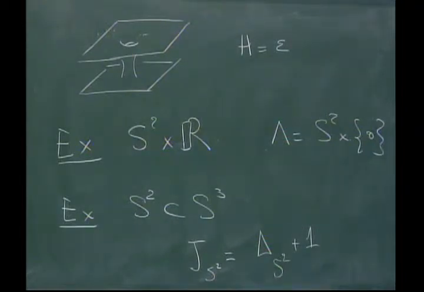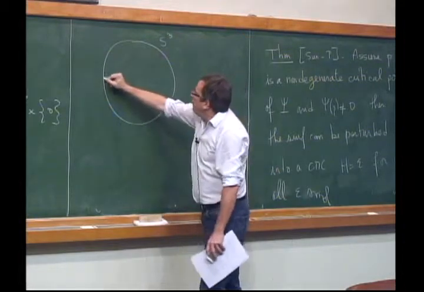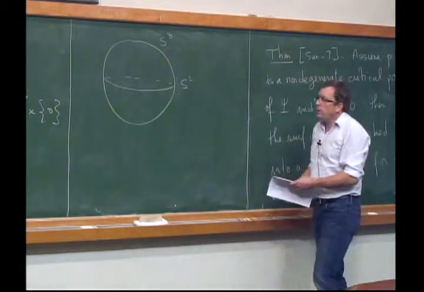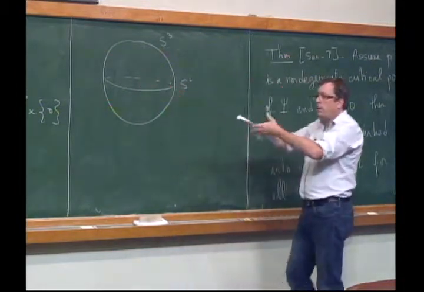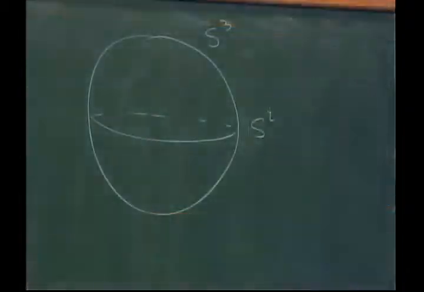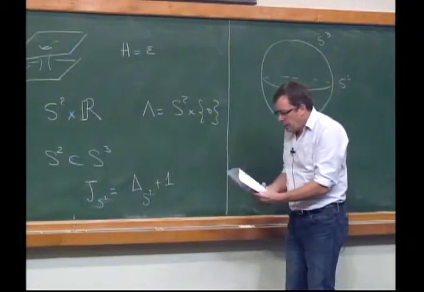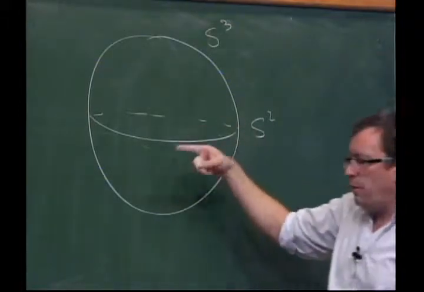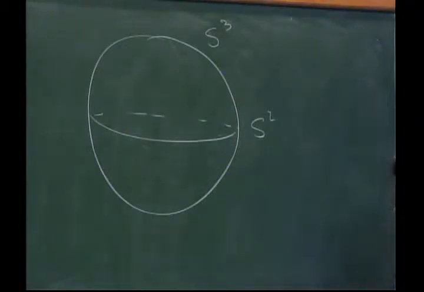The reason why it has a kernel is, if I picture S3 here, and if I picture S2 here, you can rotate the S2 and keep the mean curvature being 0. And so this produces Jacobi fields. And these Jacobi fields, in fact, are the coordinate functions on S2. And so the only thing you can do is the following.